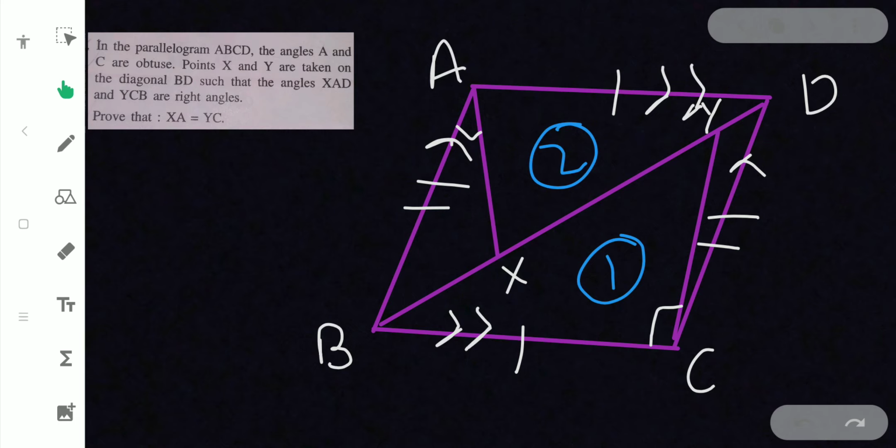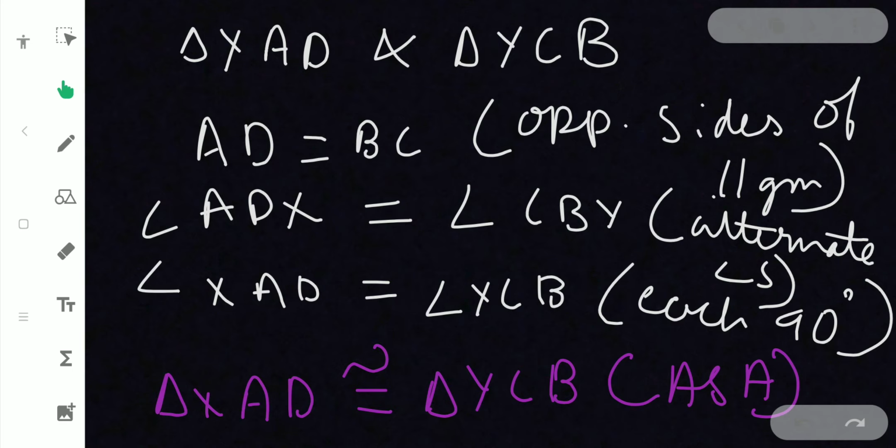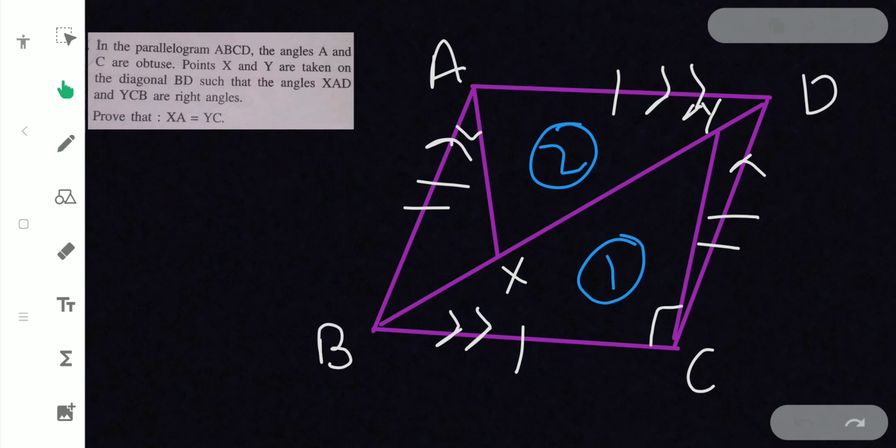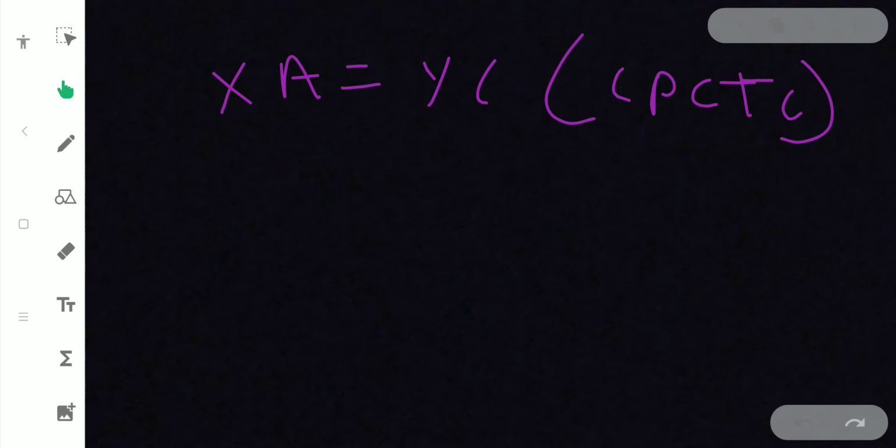Now we got the congruency, so I can also write that XA is equal to YC by CPCTC. You know what is CPCTC? That is corresponding parts of congruent triangles are congruent. Okay, yeah, we are having XA is equal to YC, and that's what they asked to prove. So we have proved it.